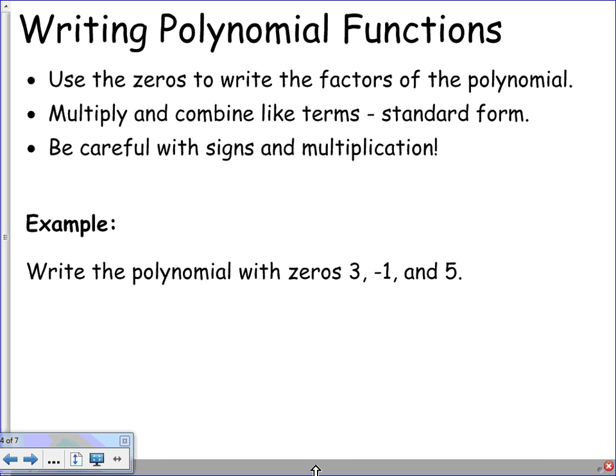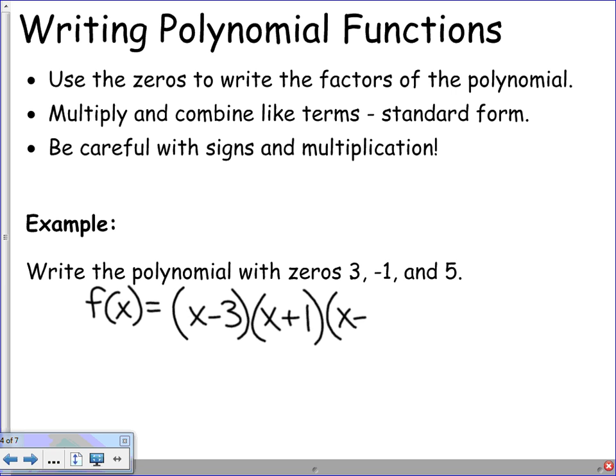The total number of solutions is equal to the degree. So you can check your work and make sure you're on the right track, because you should get a cubic polynomial. So I'm going to write this out in its factored form. This is f of x equals, if 3 is a 0, what does my factor look like? Thank you, x minus 3. And then x plus 1 and x minus 5. So building off of what we talked about in regards to Andrew's homework problem.